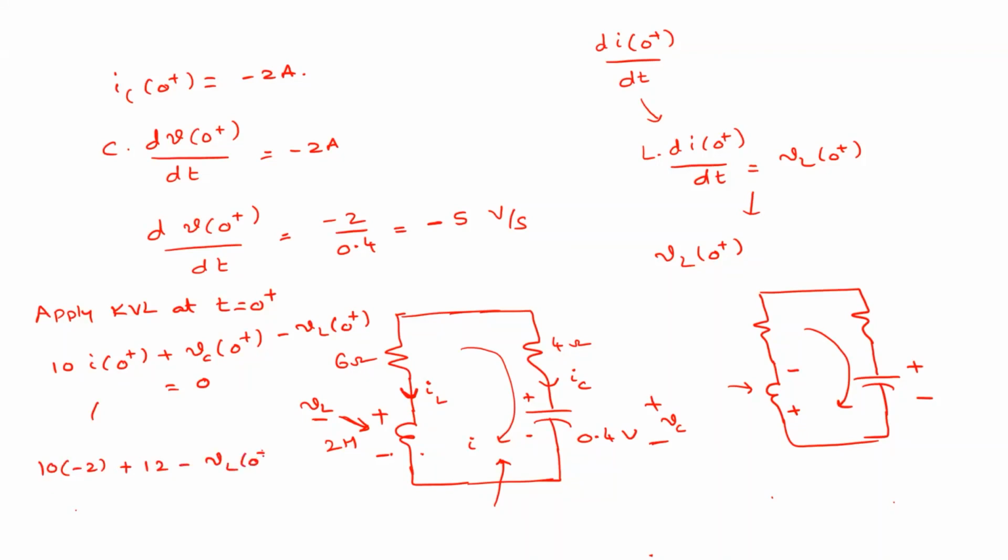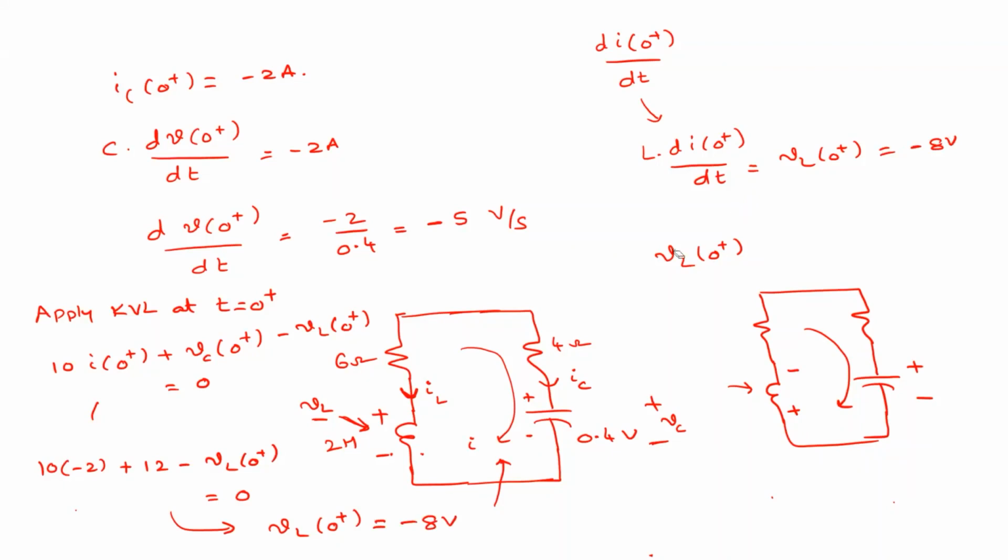VL of 0 plus, this is what we need to calculate. This is equal to 0. So from this, what is VL of 0 plus? Minus 8 volts. So that means VL of 0 plus is equal to minus 8 volts, right?